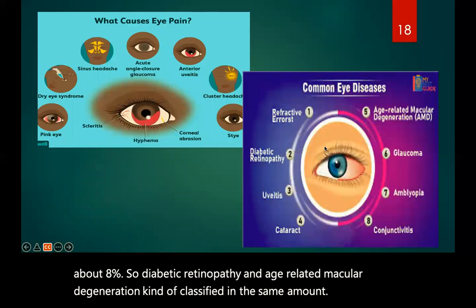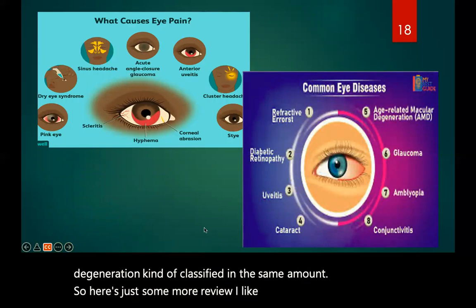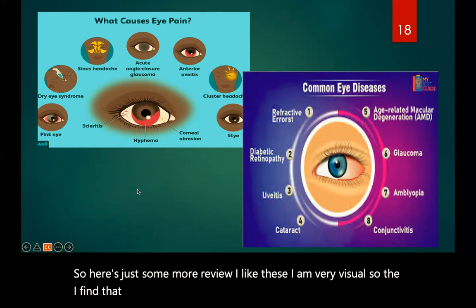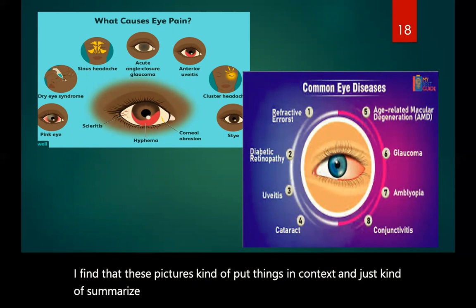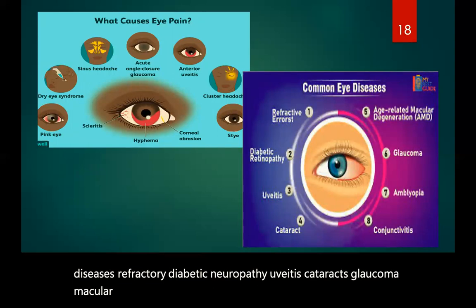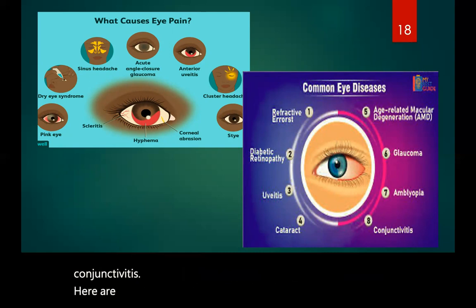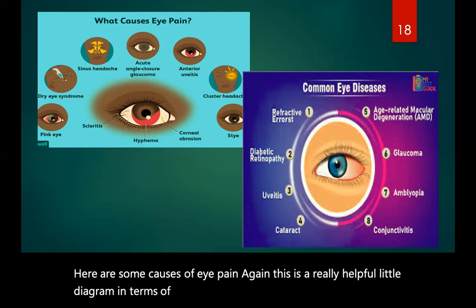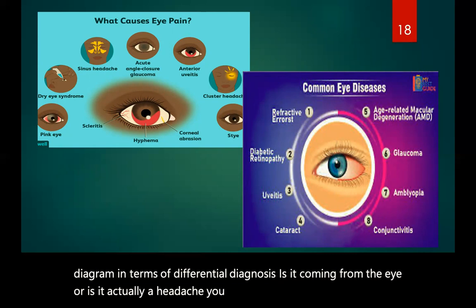Okay, so here's just some more review. I am very visual, so I find that these pictures put things in context and summarize things for me more easily. But again, common eye diseases: refractive errors, diabetic retinopathy, uveitis, cataracts, glaucoma, macular degeneration, amblyopia, and conjunctivitis. Here are some causes of eye pain. Again, this is a really helpful little diagram in terms of differential diagnoses. Is it coming from the eye or is it actually a headache? These are things you need to keep in mind.